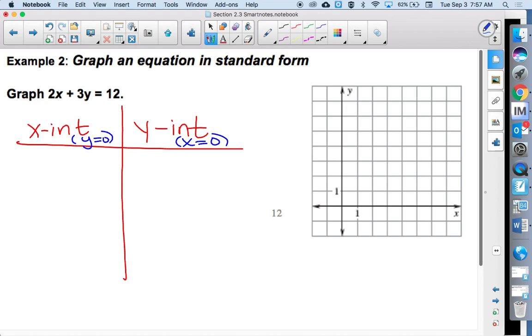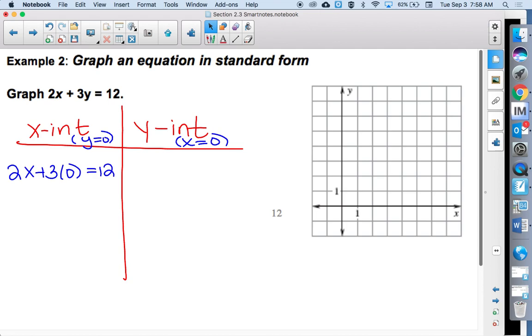I need to see a little bit of work. I have to see work every single time, even if it's basic work, I need to see how you're getting these numbers. So to find the x-intercept, we're taking the equation, plugging a 0 in for y. I need to see that step.